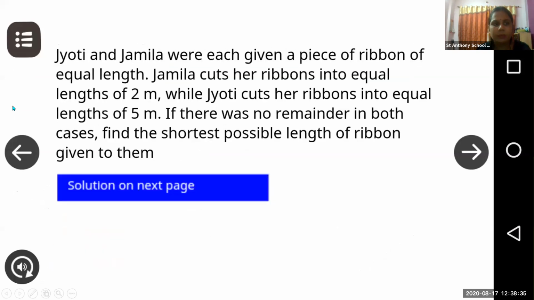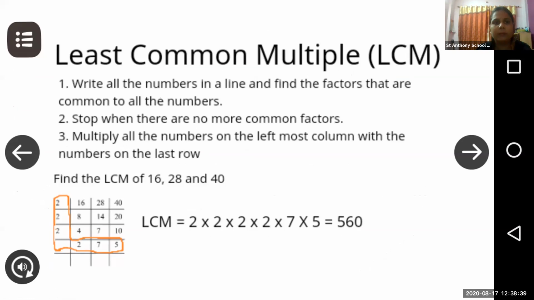Least common multiple. Up to this point, we have seen about highest common factor, that is HCF. Now we are going to learn about LCM. It is the same as HCF as far as factorization is concerned. Some difference is there, and I'll tell you what the difference is.